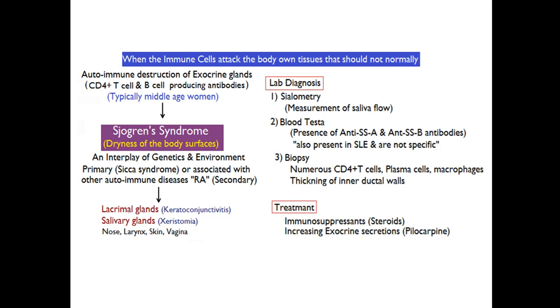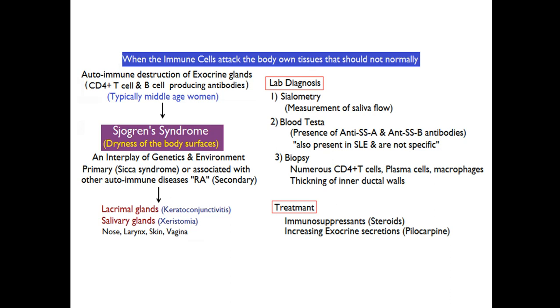The common targets of Sjogren syndrome, which involves autoimmune destruction of the glandular cells, are the lacrimal glands in the eyes, causing lack of lacrimation, and the condition is known as keratoconjunctivitis. It may affect the salivary glands, leading to severe dryness of the mouth, and it may also affect the nose, larynx, the skin, sebaceous glands, and the vagina, which will lead to dryness of these organs.